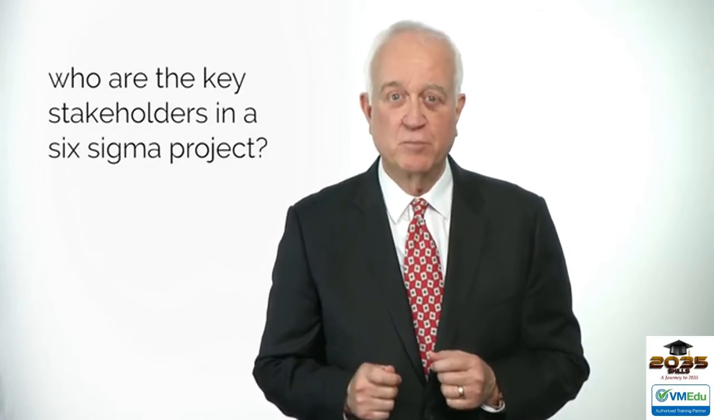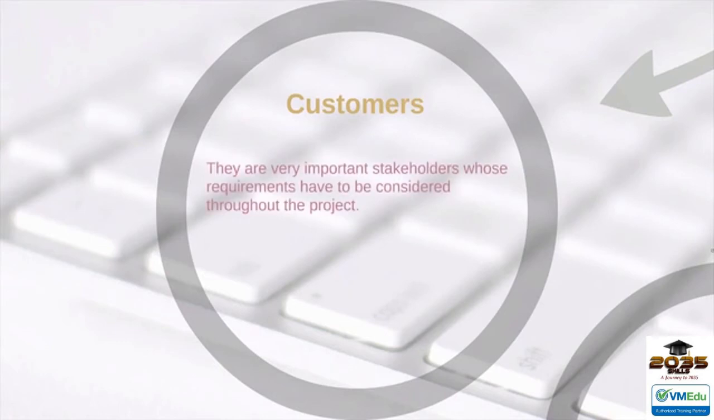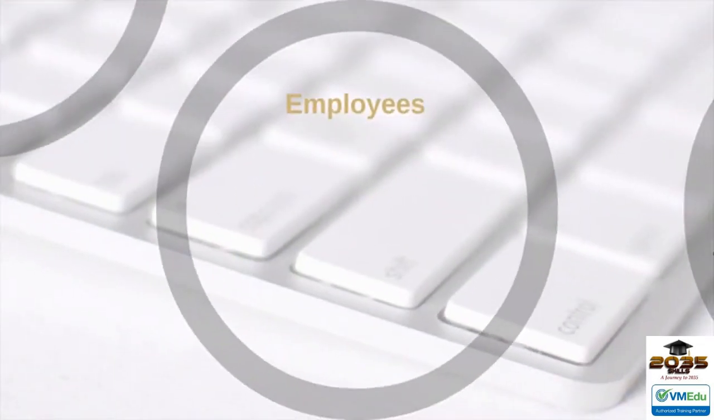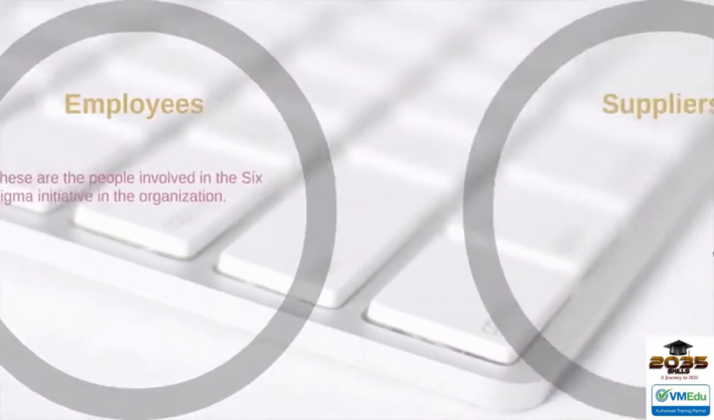Now let us see who are the key stakeholders in a Six Sigma project. The first stakeholder is the customer. Customers are very important stakeholders whose requirements have to be considered throughout the project cycle. Then comes the employees. These are the people involved in the Six Sigma initiative in the organization.